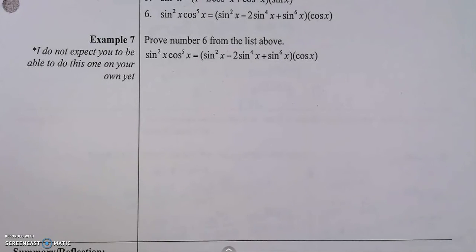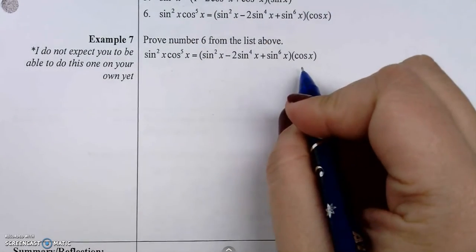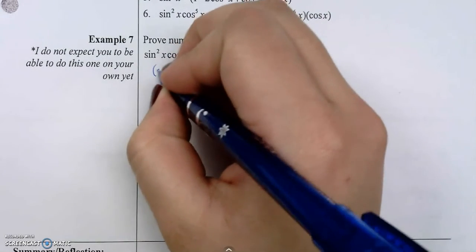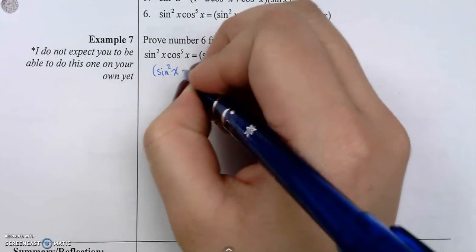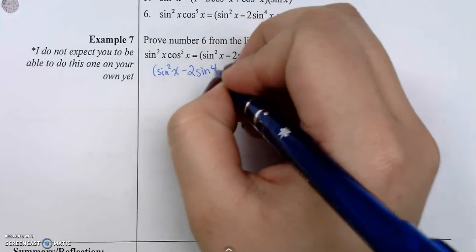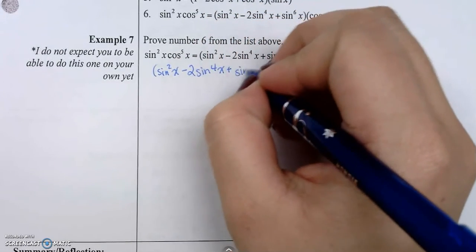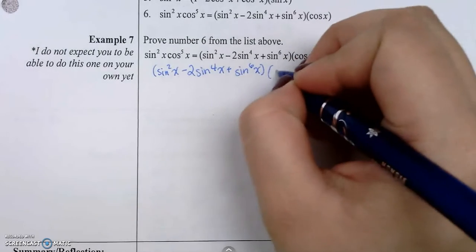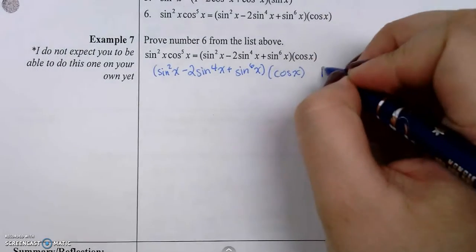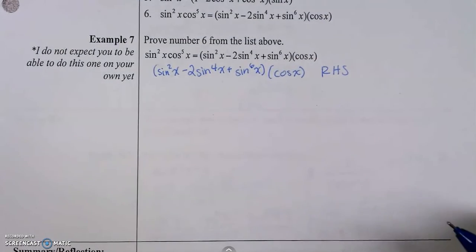Okay, so here is the proof as promised of example 7 from in class. I'm going to start with the right-hand side because that one looks more complicated to me. So we'll start with sine squared x minus 2 times sine to the 4th x plus sine to the 6th x, times cosine of x, which is my right-hand side.